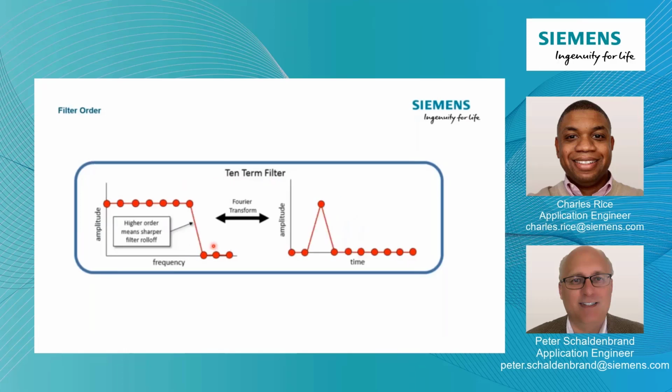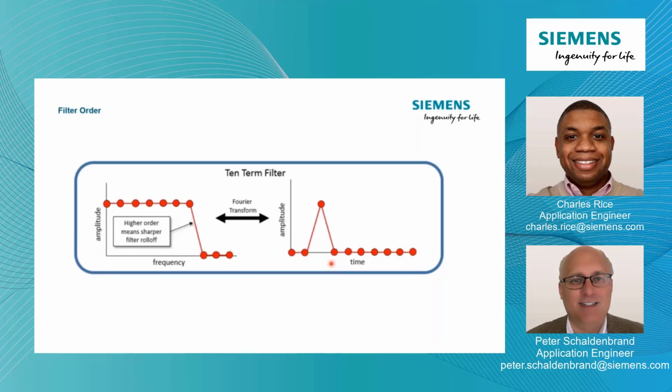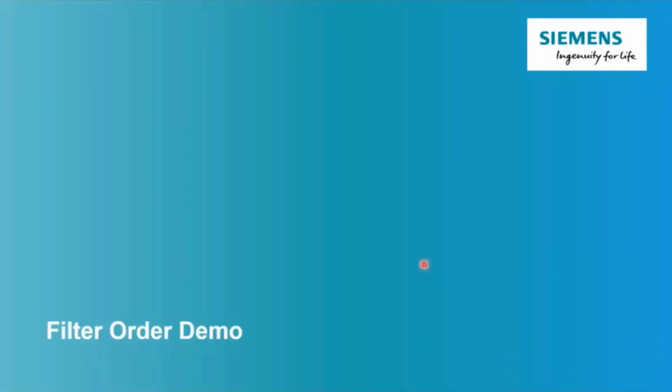And if we look at one that was a 10-term filter, we can see we have many more points here, double. And when we have higher order, more points, we get a sharper filter. If you go back and forth, Charles, can I watch that effect? Ooh, 5. Yeah, that's much sharper. You like that? Why don't we look at a demo of this filter order, Pete? You got one for us?